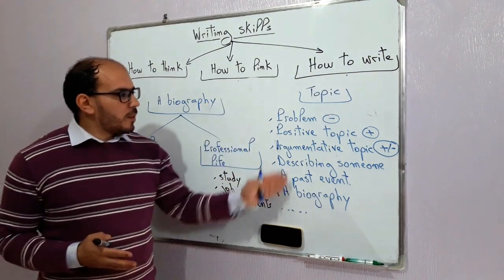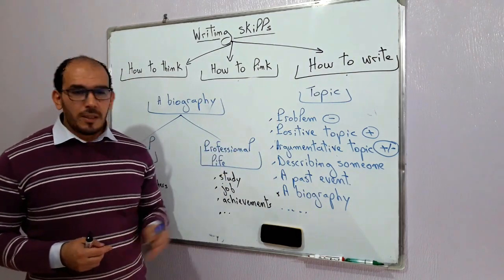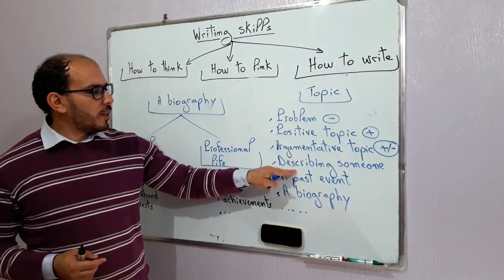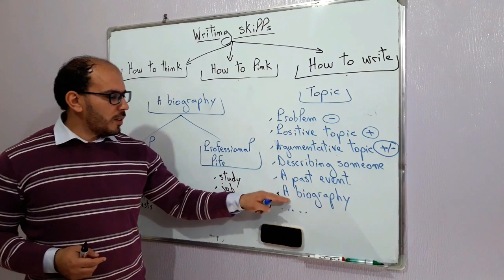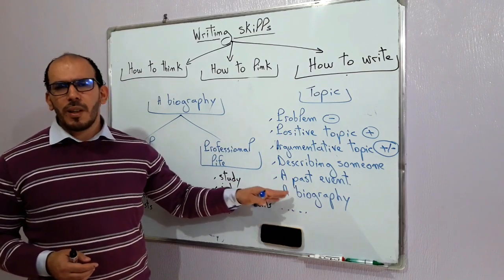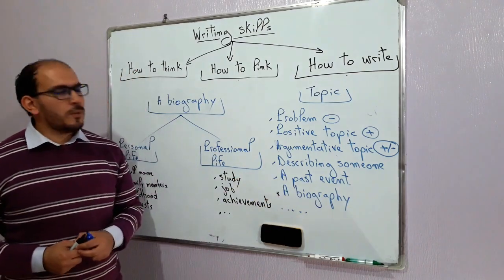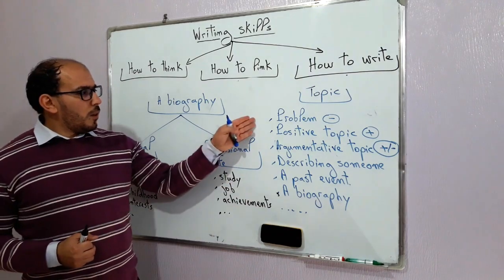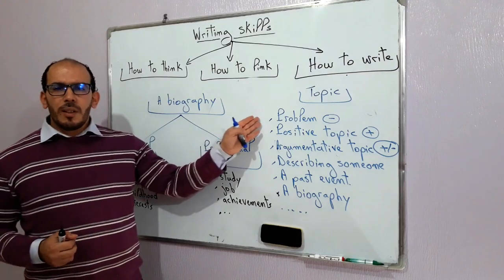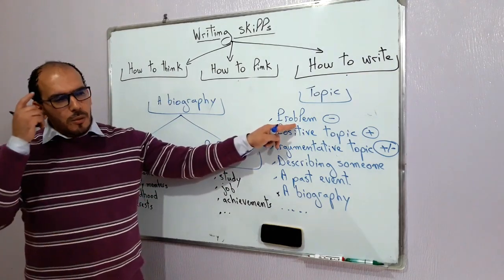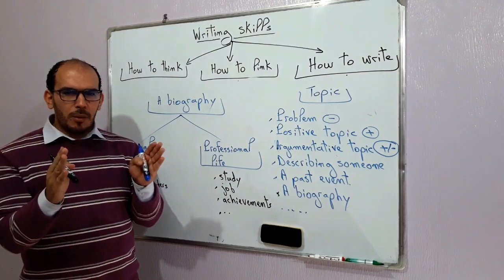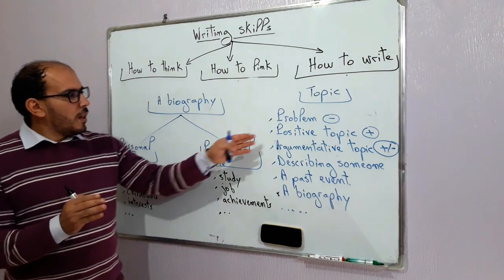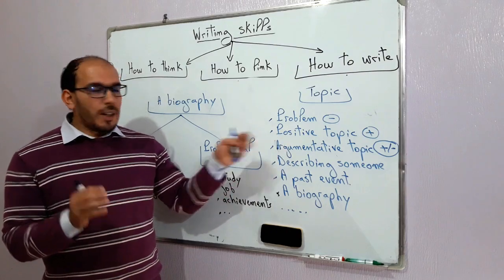We have a list of topics. We have different topics: problem, positive topic, argumentative topic, describing someone, past events, biography, and of course we have other kinds of topics, but these are the most common ones. So the idea of how to think means whenever I have a problem, I should go directly. When I have a problem, I have to speak about cause, consequences, results. When I have positive topic, so I deal with my brain.